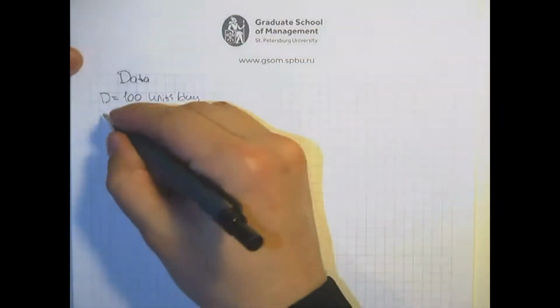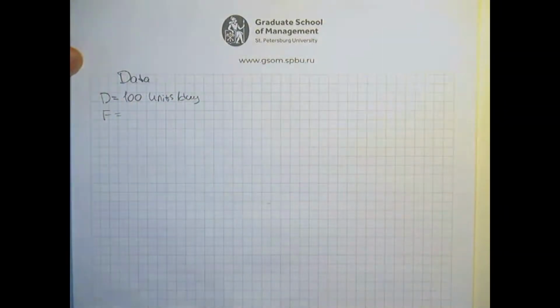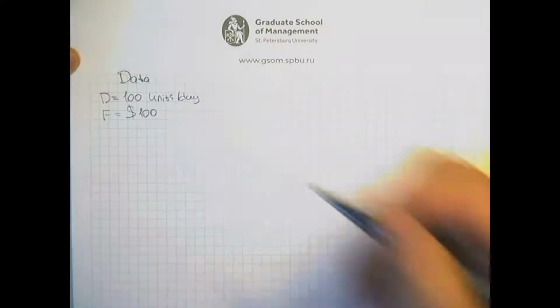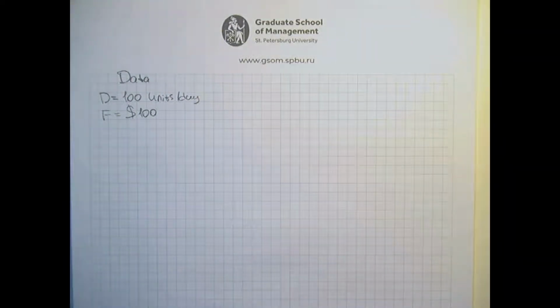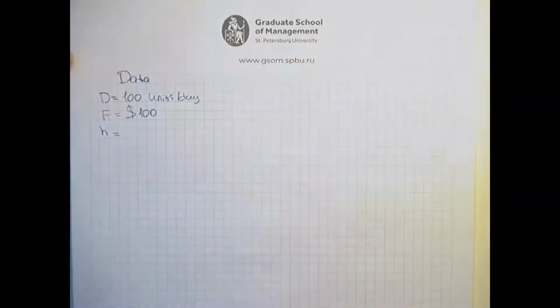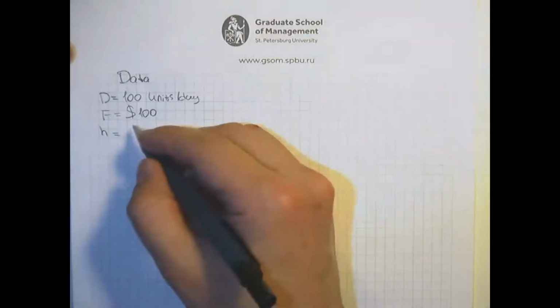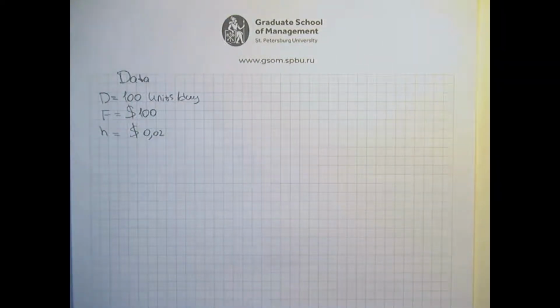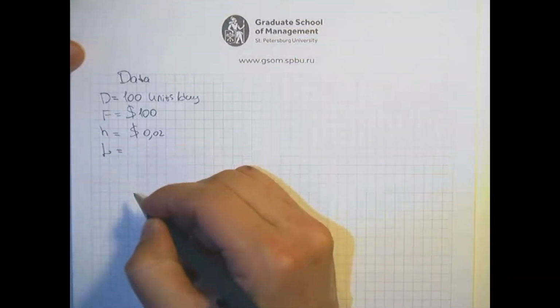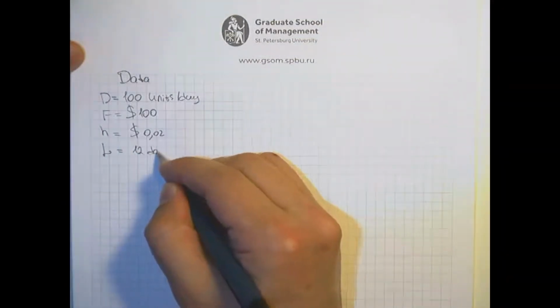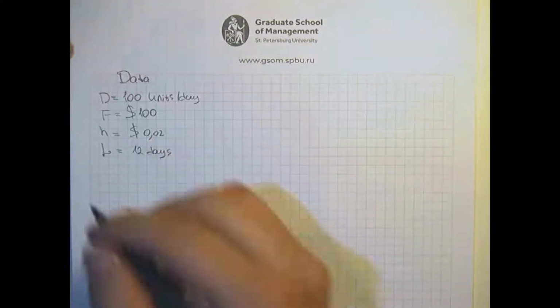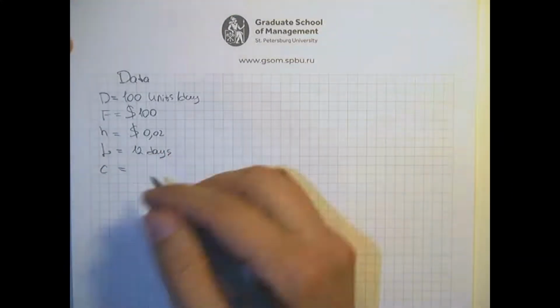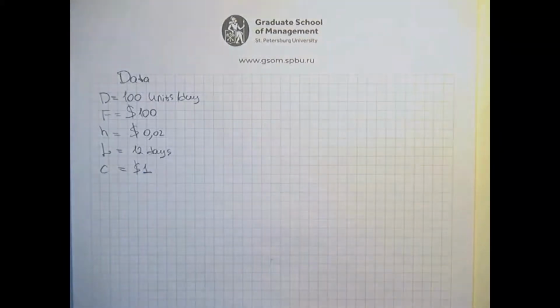Next, F, the fixed cost to make an order, is $100. For instance, we pay our purchase manager $100 every time he makes an order. Next, we assume that the marginal holding cost is 2 cents per lamp per day. And we also assume that the lead time L is 12 days. The marginal cost is $1. We pay $1 per lamp.